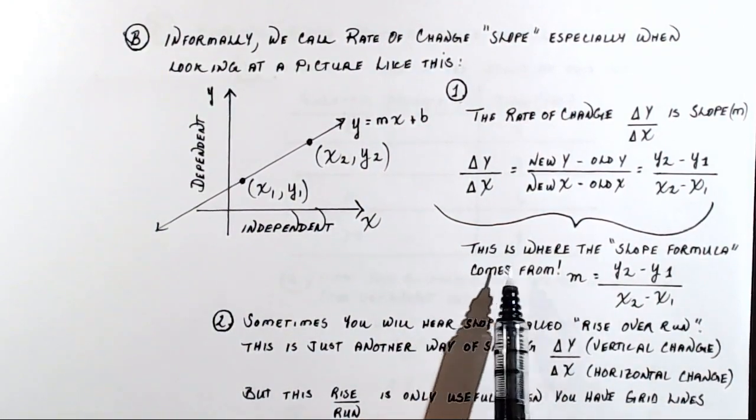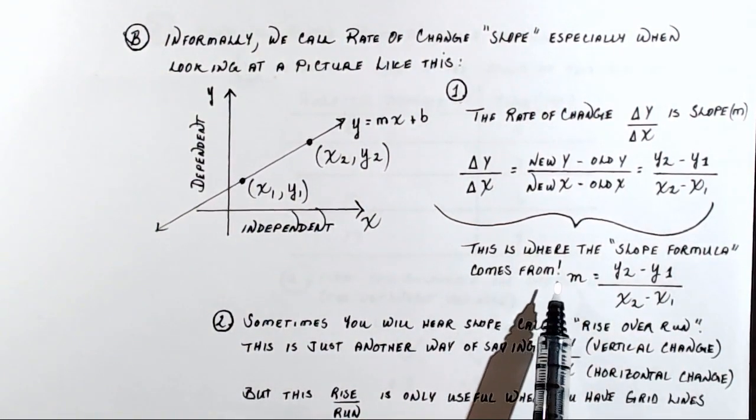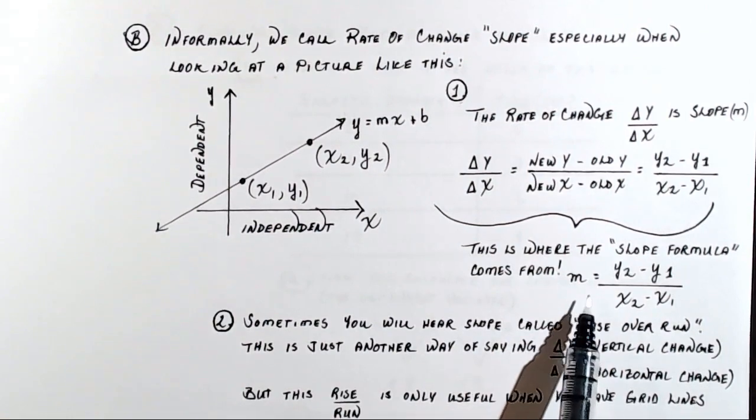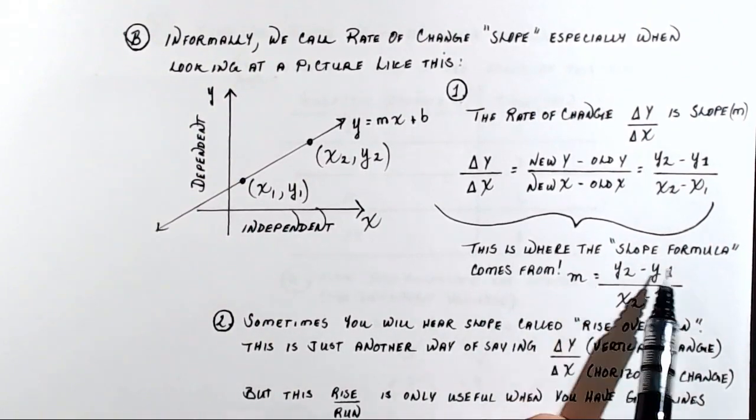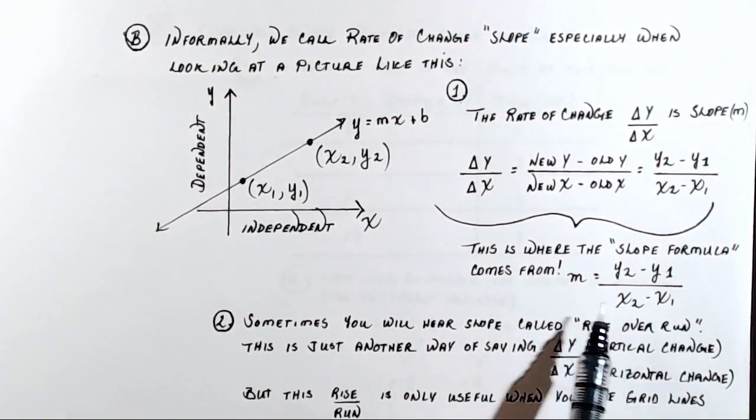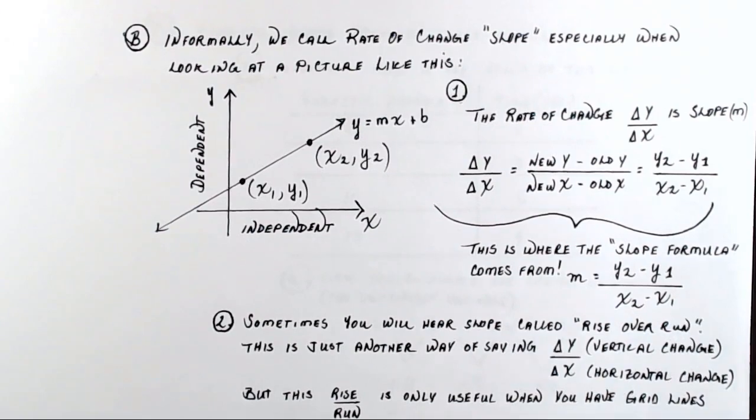So this is where the slope formula comes from. Okay, and if you're into formulas, that's m equals y2 minus y1 over x2 minus x1. In other words, the change in y over the change in x.